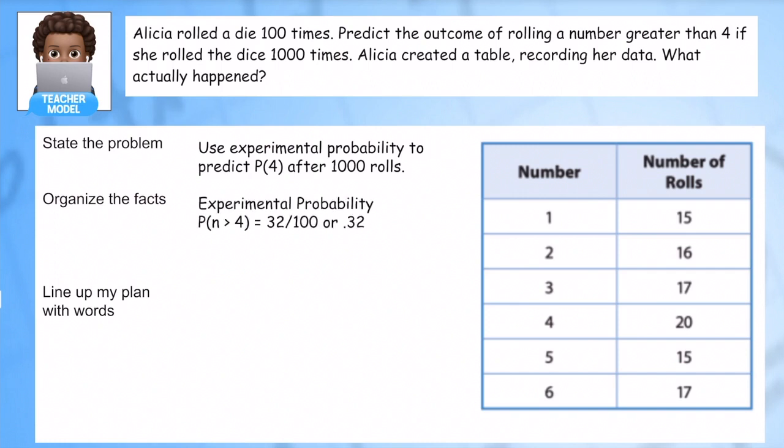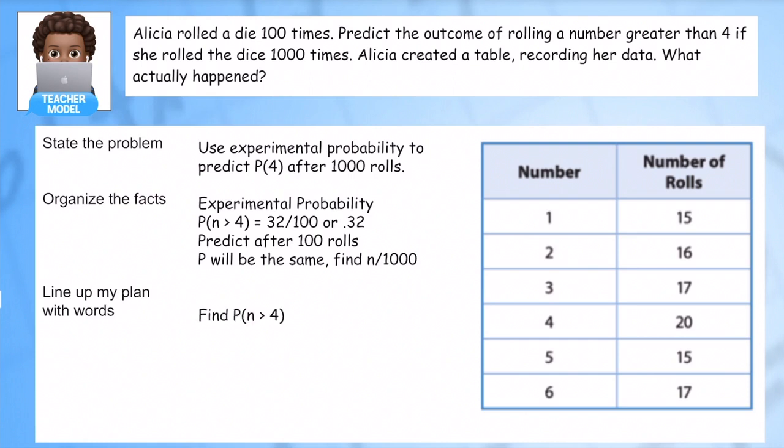Here's what we know then. We know that we're looking for the probability when the number is greater than 4. Look how I'm representing that. And we know that happened 32 times out of 100. So in this case, P of numbers greater than 4 was 0.3200, or 32%. We want to predict after, it's a little typo here, after 1,000 rolls, how many times will she get a number greater than 4? So something to note, the probability will still be the same. It's just we're going to use the probability to make a prediction for a number out of 1,000 rolls.